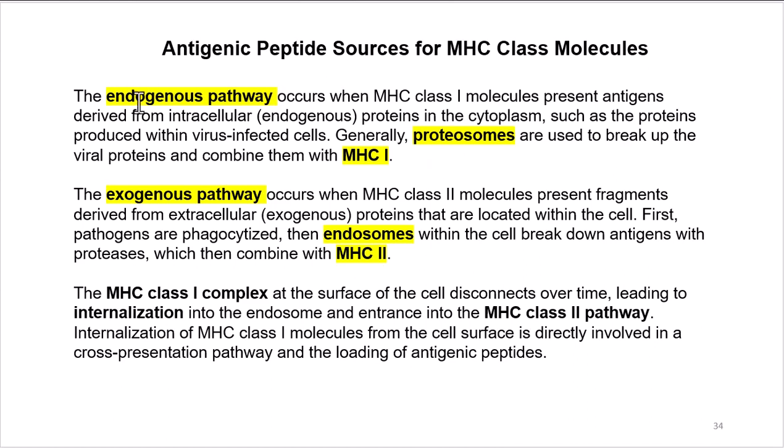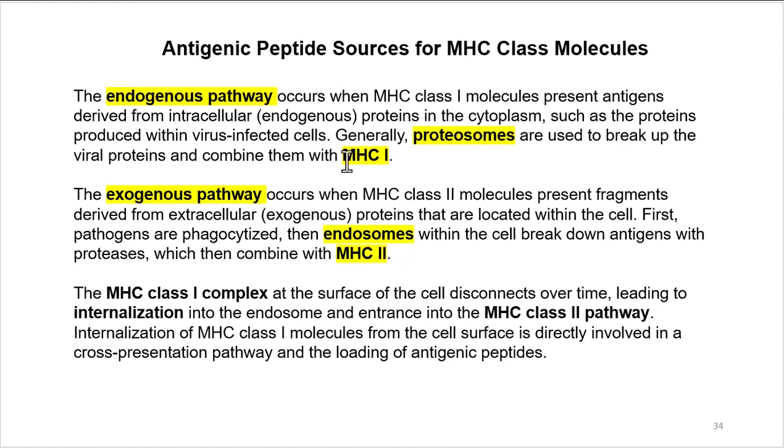So MHC1 occurs on all of our cells. That's not true for MHC2. The exogenous pathway means that it can monitor things that are outside of cells. This is the specialty of the antigen-presenting cells, especially the macrophages and the dendritic cells. And we see also that neutrophils can do this. They can eat things and then go through the MHC route, make antibodies.